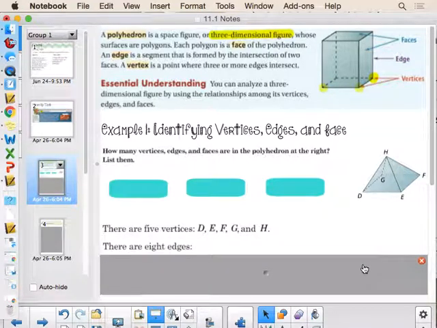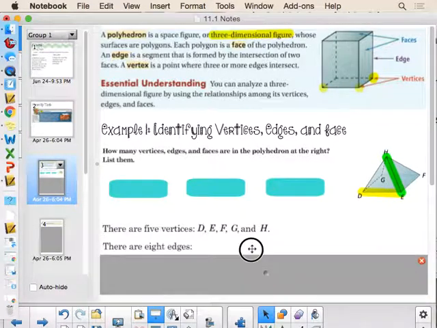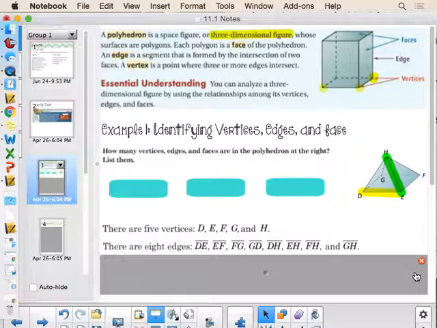8 edges. How did I come up with 8 edges? If I highlight one of them, I notice I have an edge comprised of DE. If I continue around, I also have to recognize edges that appear to be diagonal, such as HE. Segments are the edges. So notice all of the 8 edges: DE, EF, FG, GD, DH, EH, FH, and GH.